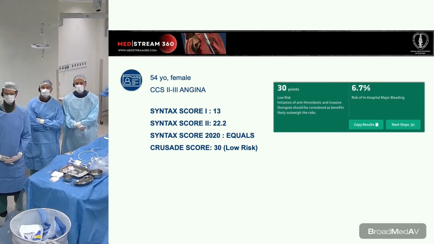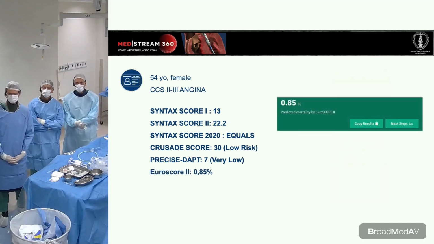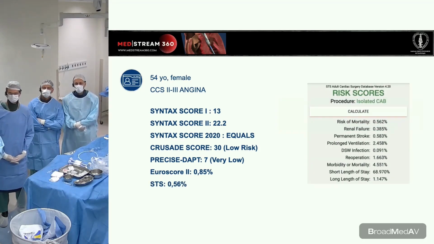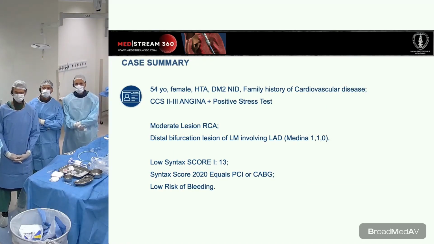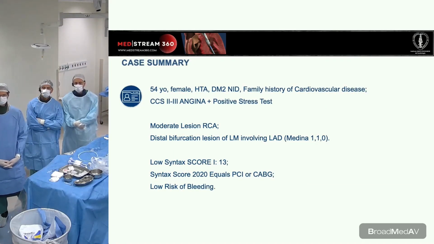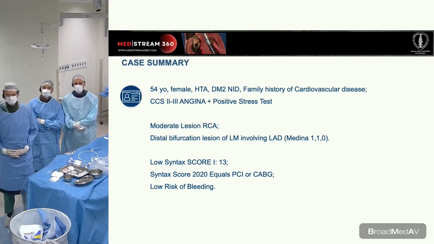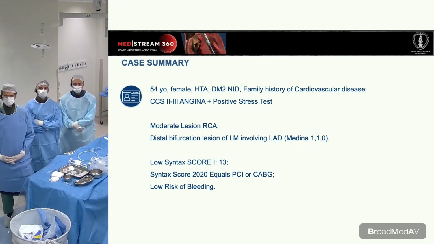And some bleeding risk scores that we like to do as well in the routine. So it's a low risk for bleeding for the CRUSADE score. PRECISE-DAPT is considered very low as well. That can help as a strategy for DAPT in the long term. The ERO score and the ST score are also very low, less than 1%. And so we can summarize the case. So this is a 50-year-old female patient, family history for myocardial infarction, diabetic, worsening angina, positive stress test, moderate lesion in the RCA, distal left main bifurcation lesion, and low risk scores, whether for angiographic SYNTAX or the bleeding scores.